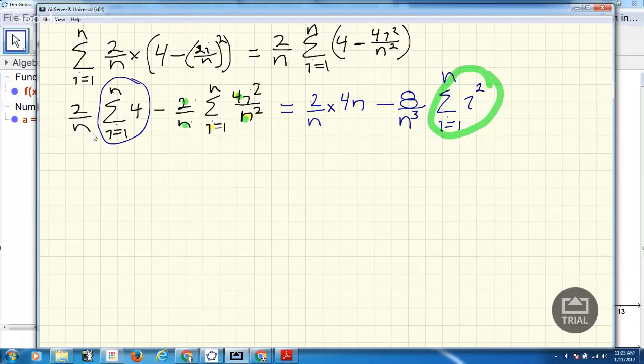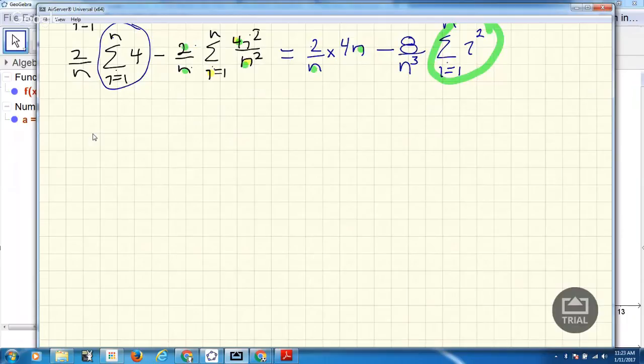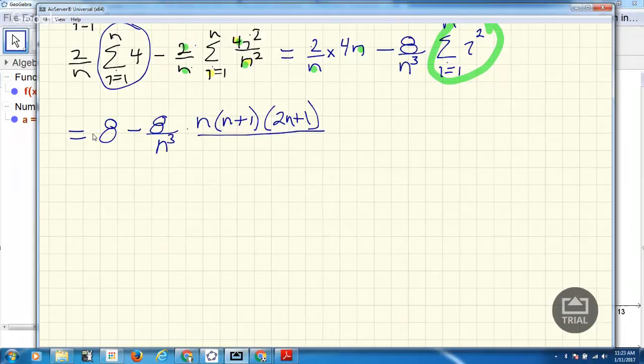This is going to clean up because I have n divided by n. That's 1. 2 times 4 is 8. So it's right here underneath. And that's going to give me an 8 minus 8 over n cubed. And then the sum of the i squareds is always n times n plus 1 times 2n plus 1, over 6. You'll get used to that formula. Okay, so now I'm going to clean up this stuff here.